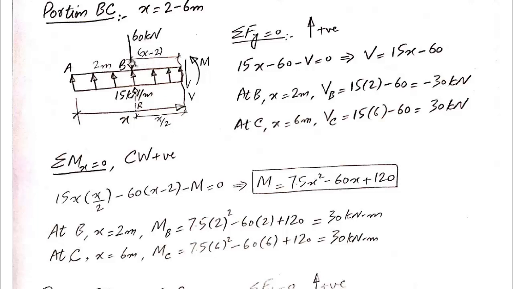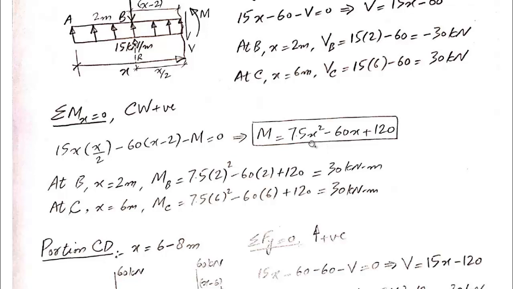As we discussed earlier, the part of the beam present on the left side of this force is 2 meters, total is x, so this part is x minus 2. And last thing is this exposed moment, which is in counterclockwise direction, so minus M is equal to 0. And if we rearrange this equation, we get M is equal to 7.5x squared minus 60x plus 120. Again, we have variable x present in this equation, which means the moment is varying along the span BC. So we need to calculate the value of moment for point B as well as point C.